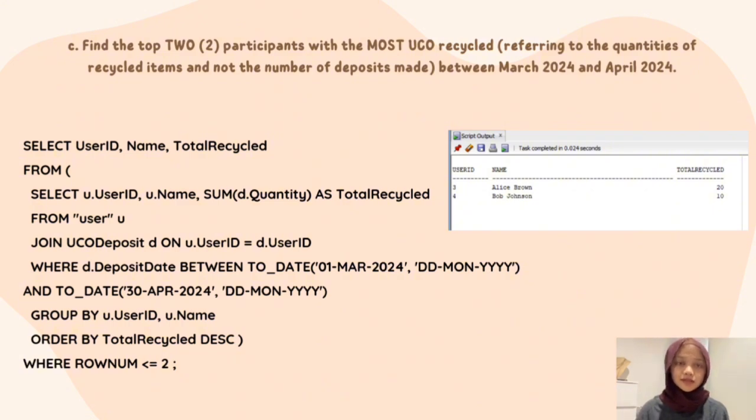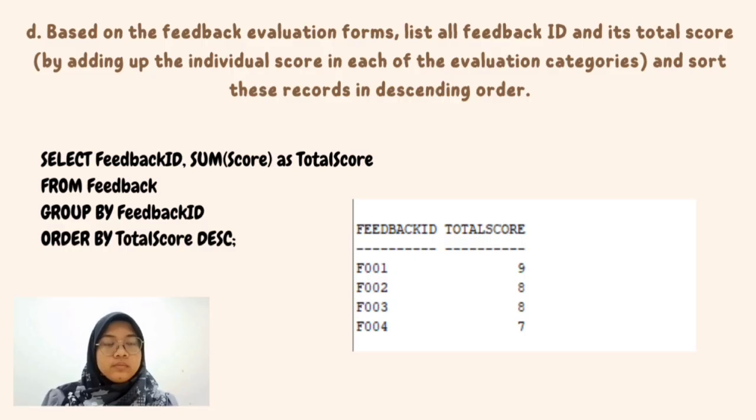This clause filters the results. It will only show results between March 2024 to April 2024. Next is group by u.user_id, u.name, order by total_recycled descending, where rownum less than or equal to 2. This clause is to find the top two participants with the most UCO recycled.